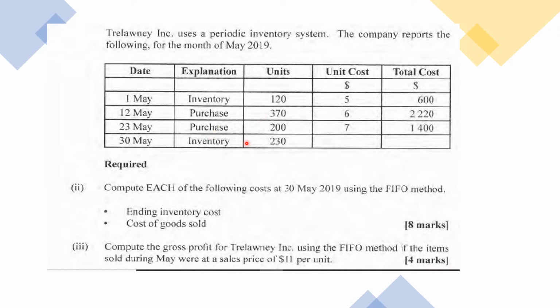In between, we bought 370 on the 12th of May and 200 on the 23rd of May. And we are given the prices here and the total cost of the inventory. We are not given the cost of the closing inventory at the end of the month of 230 units. And this is what we are going to value, the 230 here.